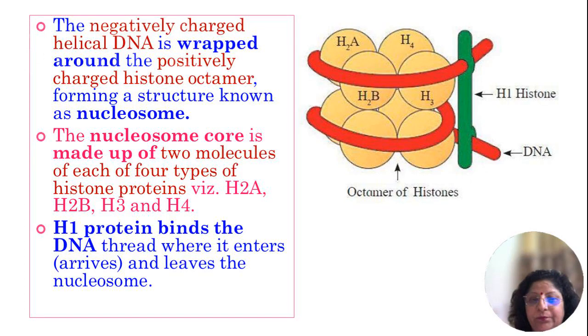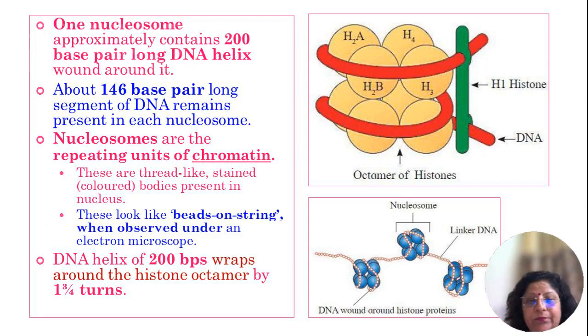Negatively charged DNA wraps around positively charged histone octamers to form nucleosomes. Each nucleosome consists of histone proteins H2A, H2B, H3, and H4, with H1 binding the DNA thread. Each nucleosome contains about 200 base pairs of DNA, with 146 base pairs wrapped around the histone core. Nucleosomes are the repeating units of chromatin, which appear as beads on a string under an electron microscope.